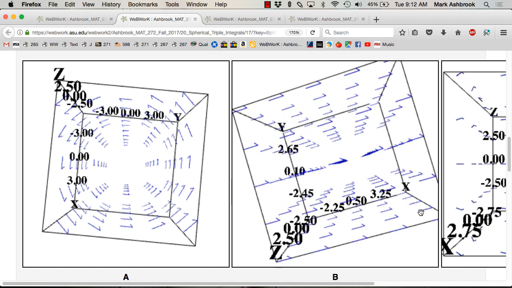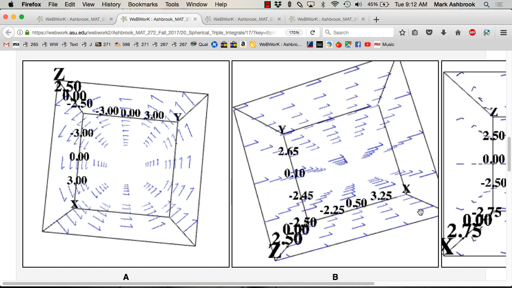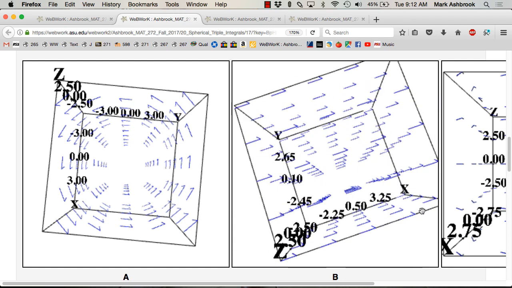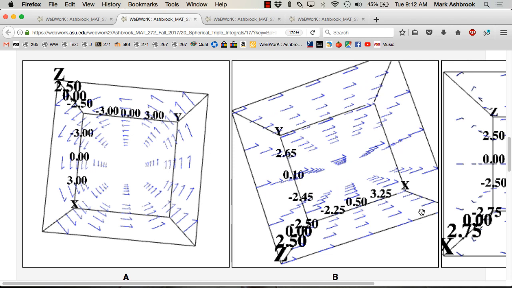So which one's this? 1, 0, right? So it's the same for every z value. See those z values up and down now? It's the same for every z value, and every vector is 1, 0. Turn that a little bit further. I have trouble doing that. Okay.